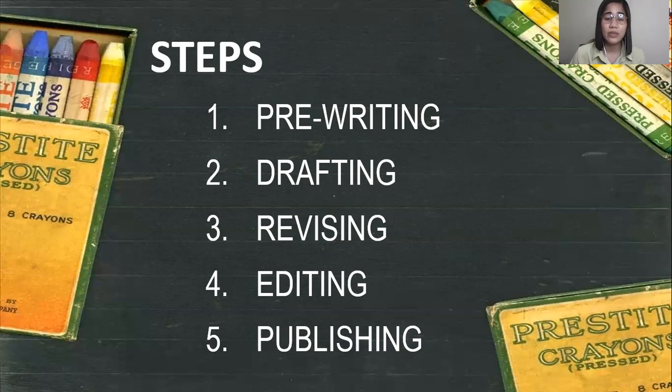The third one is revising. You need to check what statement or sentence is not needed, and then you will delete it, or you will revise or change it, right? The fourth one is editing. In editing, this is where proofreading and corrections are made. You will check the spelling, the grammar, the punctuation, or the mechanics of your text. And then the fifth one is publishing.